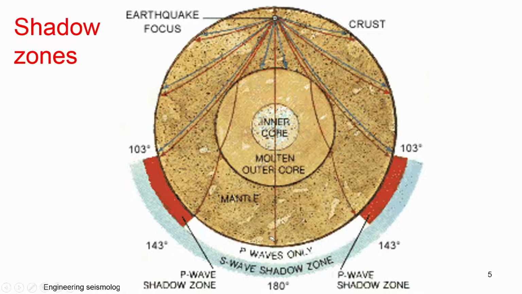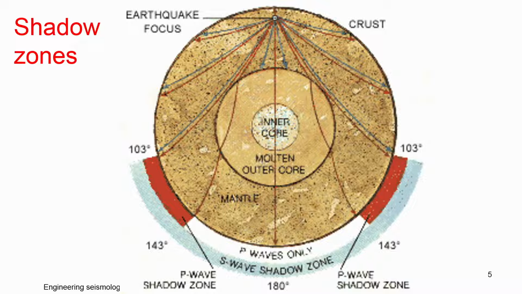You can see that for the P wave, between 103 and 140 degrees, you will not be able to record the P wave. So, if the earthquake is occurring here and you have the seismic station at this place, you will not record a P wave. But if you are here, you can record. So, it depends upon the position of the station.